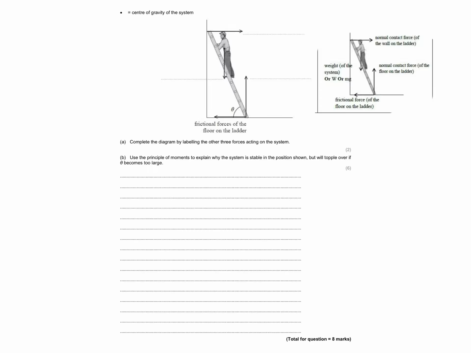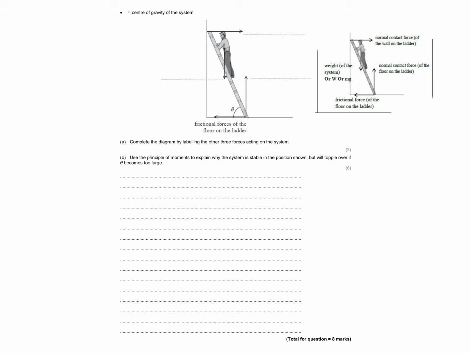And then for part B, we need to use the principle of moments to explain why the system is stable. So we can then link now to moments, because if it's stable, then the sum of the anticlockwise moments equals the sum of the clockwise moments. And then we need to identify why it will topple over if the angle gets too big. If you've ever climbed a ladder, you'll know the angle that you shove the ladder against the wall is quite important.